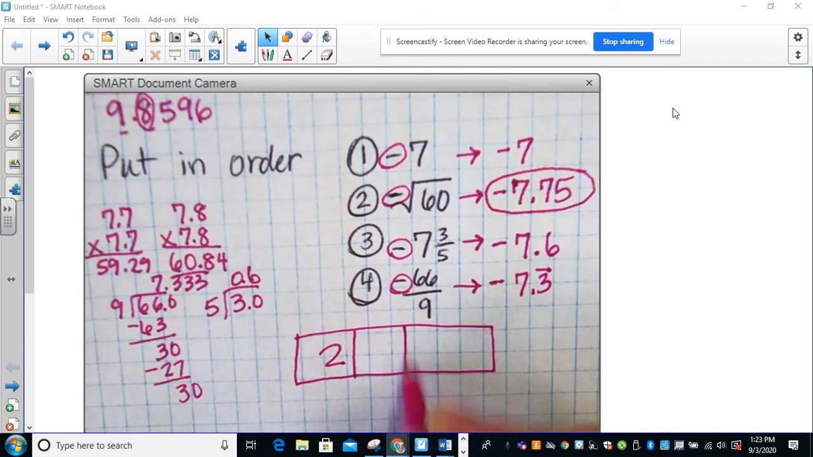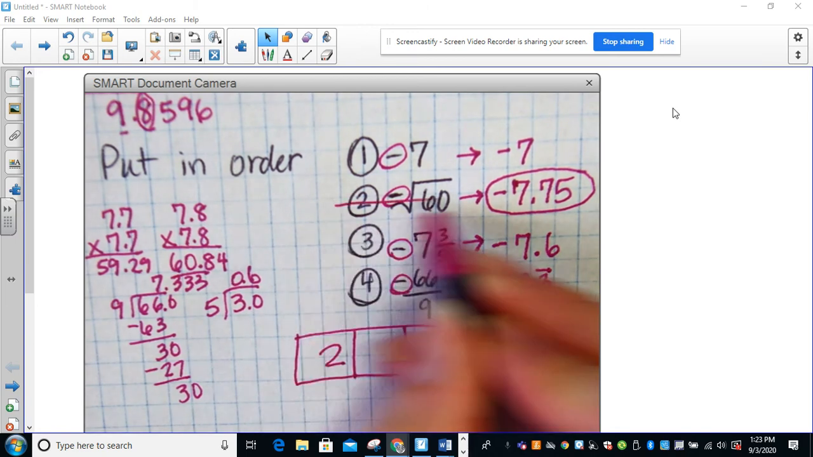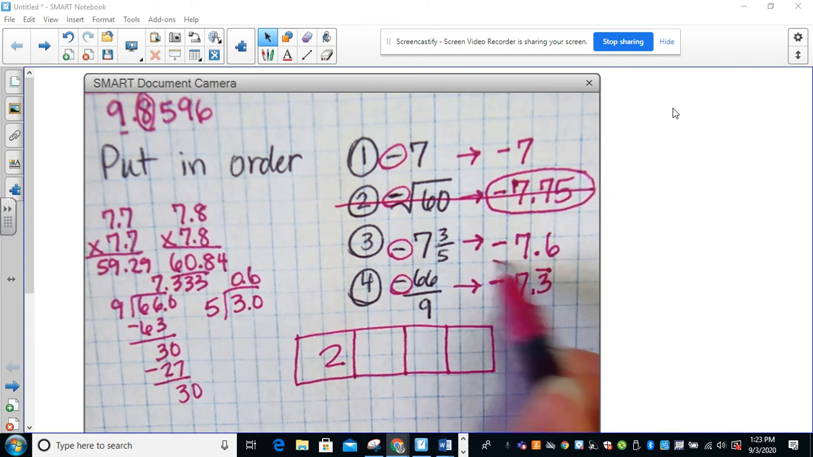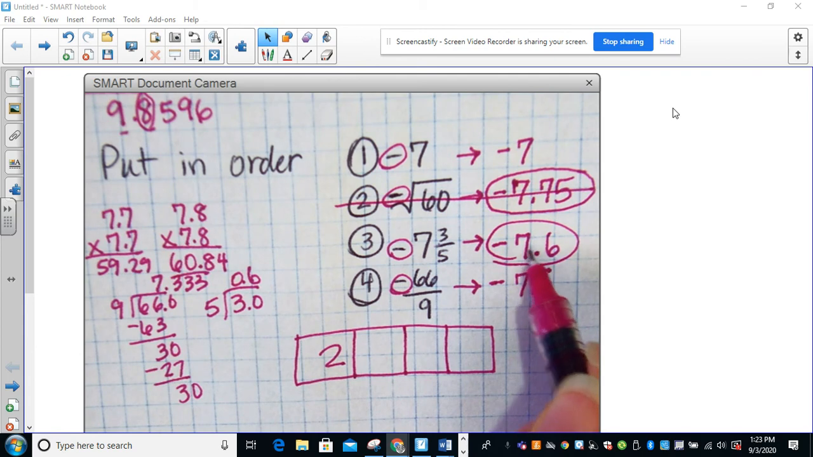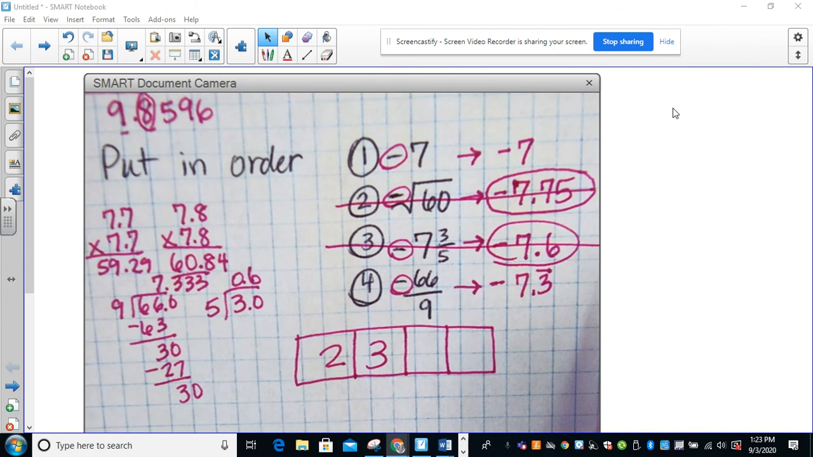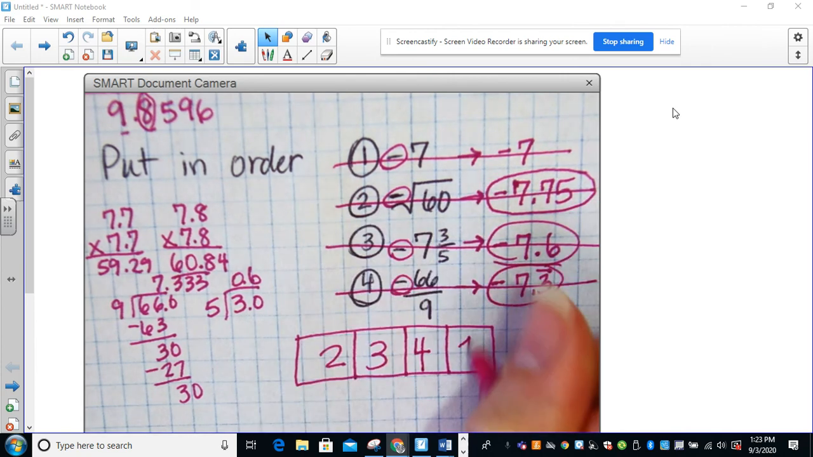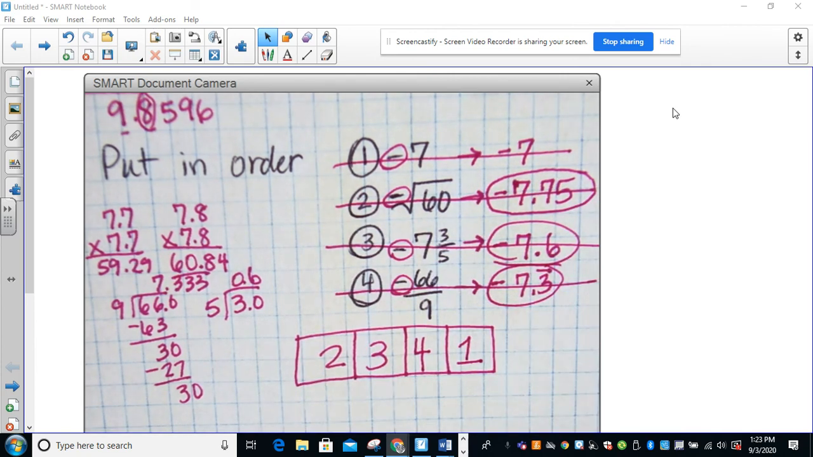2 would be the first one, the smallest. So now that one's gone. So now the next largest negative, the next smallest, is negative 7.6, which is this one, which is number 3. Then the next, getting larger here, the next negative would be number 4. And then this will be your last one, number 1, putting them in order from least to greatest.